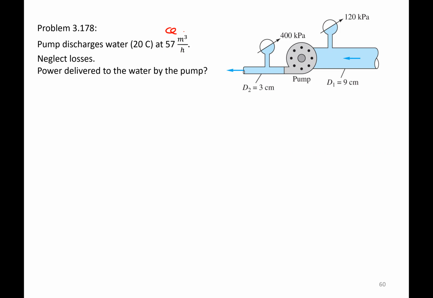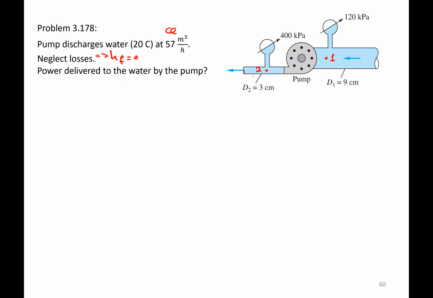And then we also know that we can neglect losses, which means HF, friction losses, are 0. The problem is asking about power which is delivered to the water by this pump. So I select one point as point 1 before the pump and another point as point 2 after the pump. Pressure at point 1 is given, it's 120 kilopascal, and pressure at point 2 is 400 kilopascal.